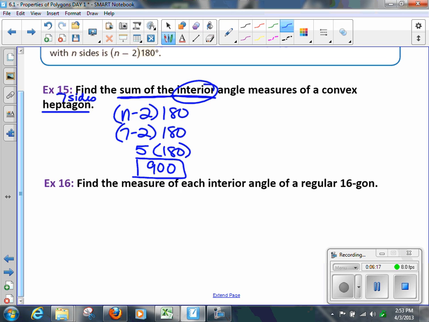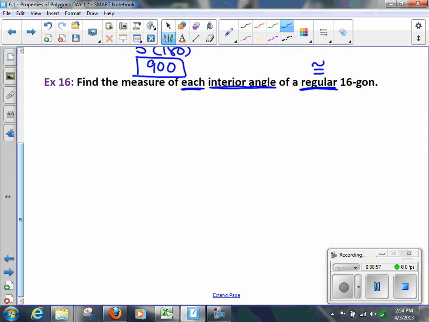Now, find the measure of each interior angle of a regular 16-gon. What are we finding? The measure of each interior angle of a regular polygon. When you say regular, what should you put? You need to put the congruent symbol, because in any regular polygon, all of its sides are congruent and all of its angles are congruent, right?